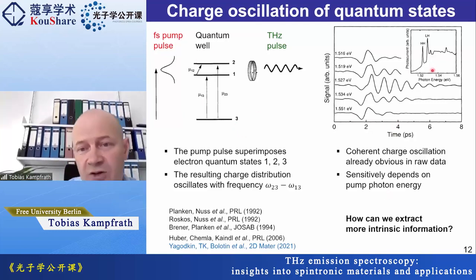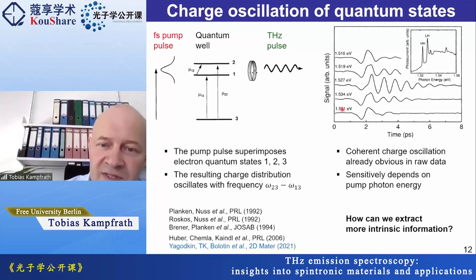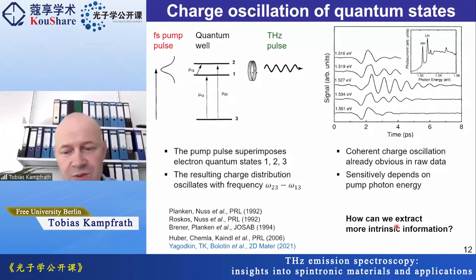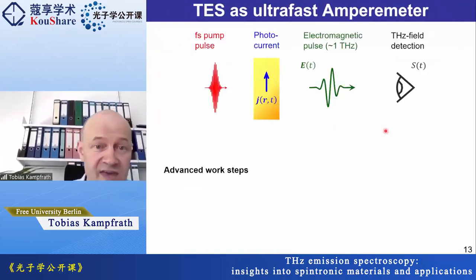And you see that we can already recognize these oscillations without much analysis of the terahertz waveforms. There's not much we have to do. You see the oscillations directly in the time domain. But the question is now, what happens if the data are not as clear as here now? How can we extract more intrinsic information that is carried by these terahertz signal waveforms?